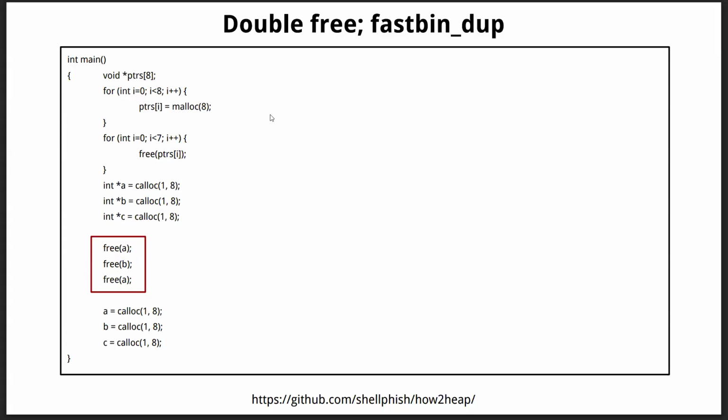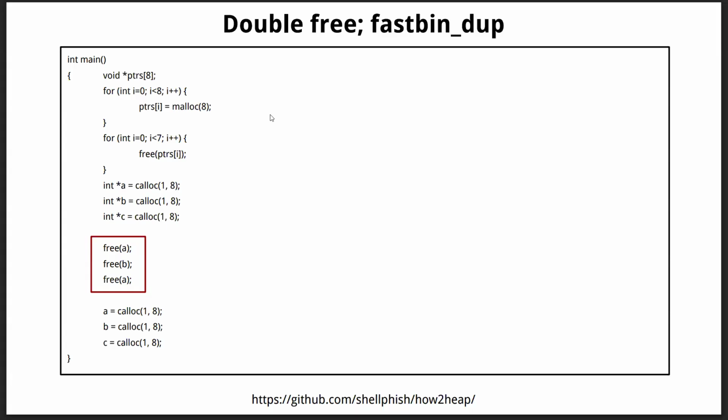Without the double free mitigation mechanism, A will appear in the list twice. Head will point to A, then A's next will point to B, and B's next will point to A again, so there will be a circle there. But what is important is that A appeared there twice.